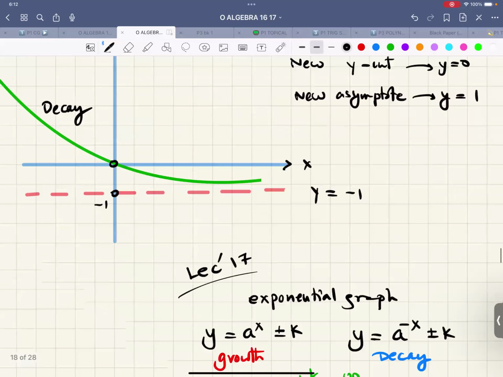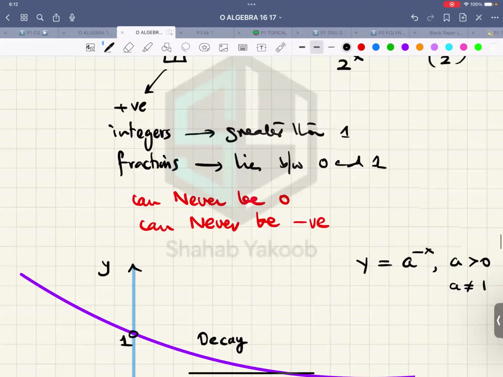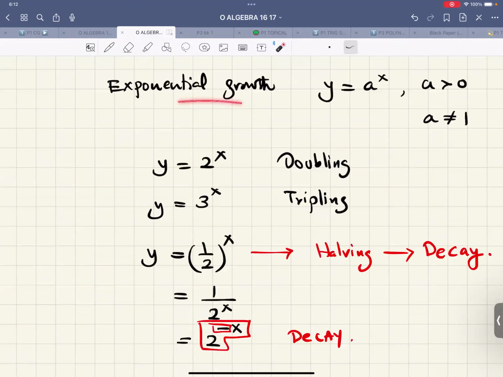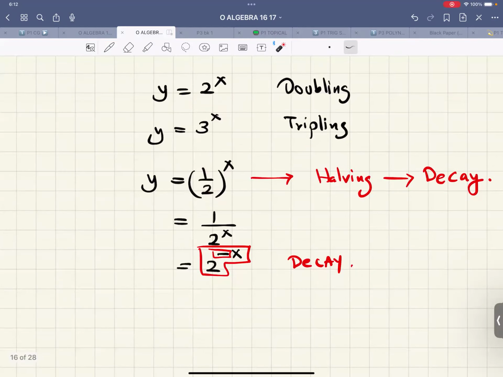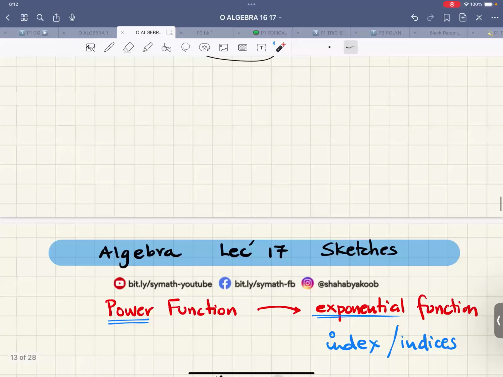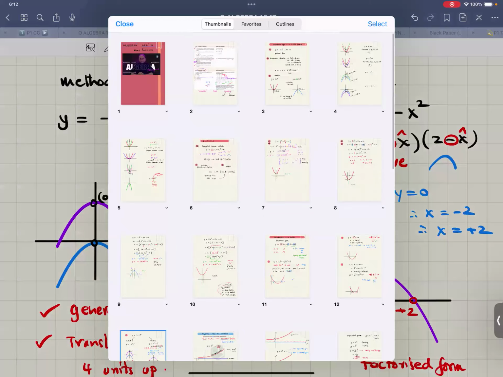Last time, we went through the transformation of these power functions. This is the power graph that you see over here, about exponential growth. The base is positive. The base does not equal 1. 2 raised to power of x is like doubling. 3 raised to power of x is like tripling, and so on. Half raised to power of x is like halving it. These are the graphs that we did last time. And before that, we went over the quadratics and all these things.